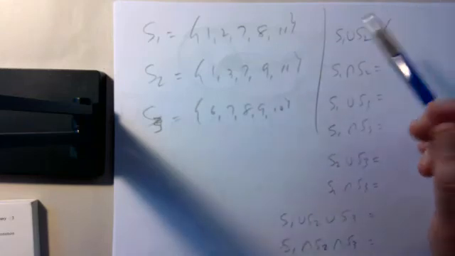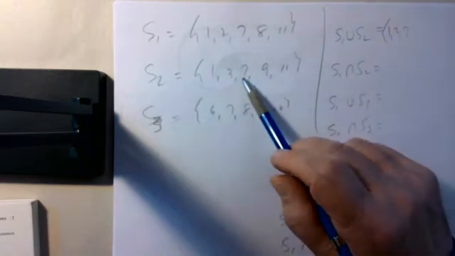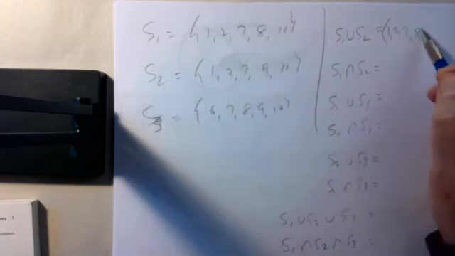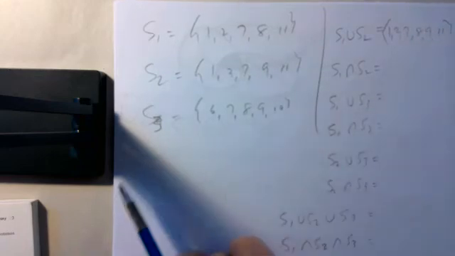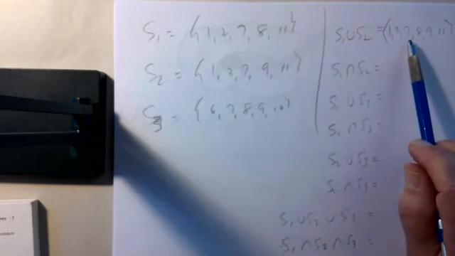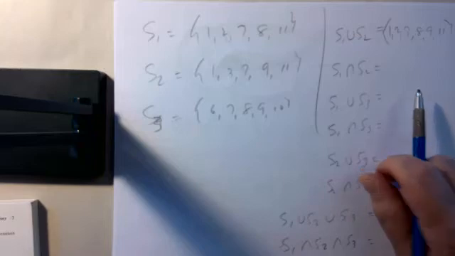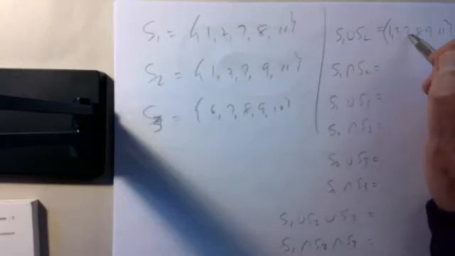So if I take S1 union S2, what are the elements that are in one or the other of those sets? I have 1, 2, 3, 7, 8, 9, and 11. So each of these sets has 5 elements, but the union just has 6. You forgot to write the number 7. Oh, thank you. 1, 2, 3, 7. Yeah, I was wondering about that.